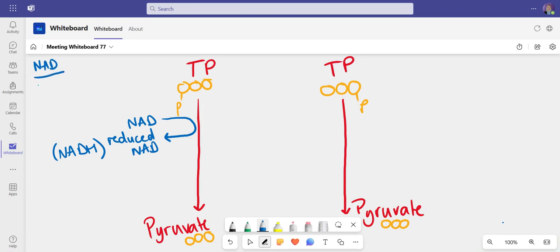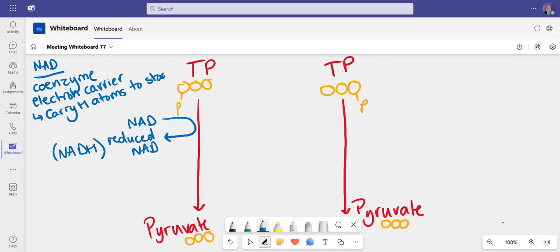So NAD is a coenzyme. You can call it an electron carrier, but its job in respiration is to carry hydrogen atoms to stage 4. So here, this NAD is picking up a hydrogen that it gets from the TP, and it's going to take that hydrogen to stage 4.